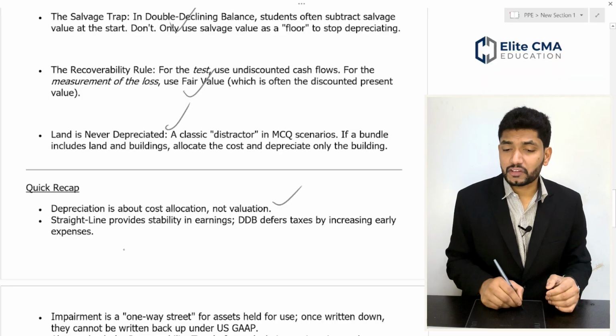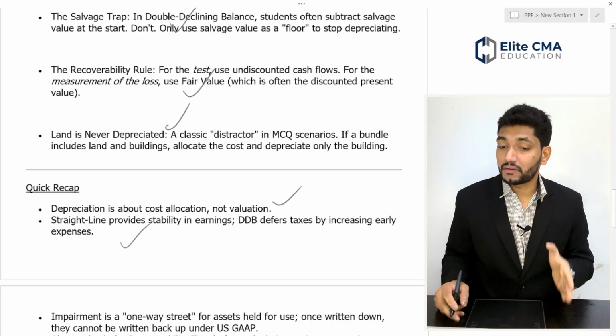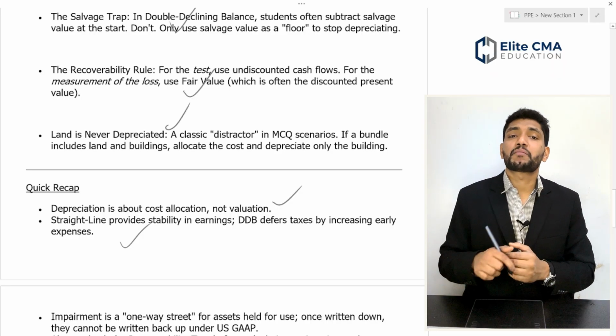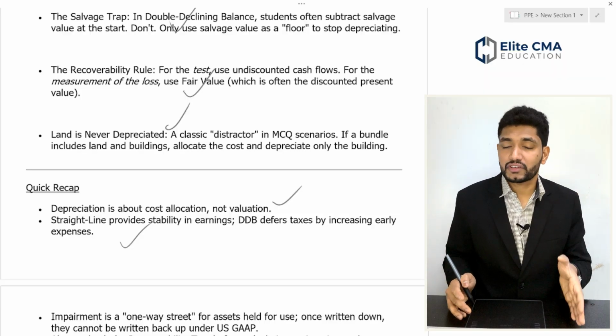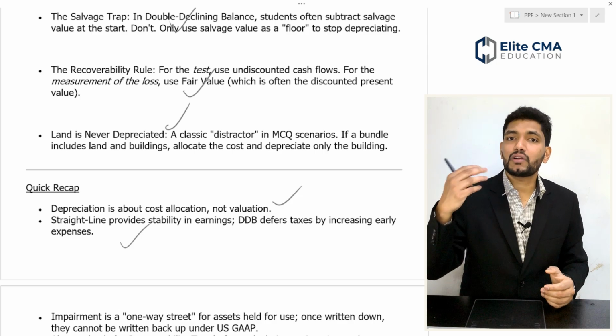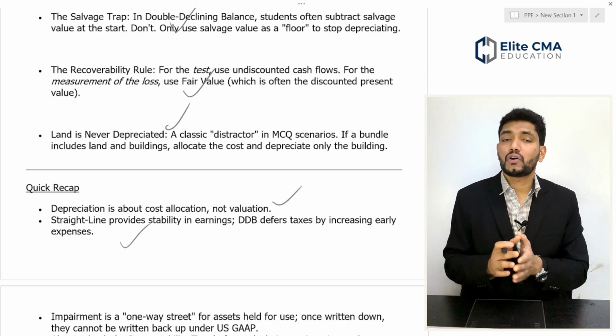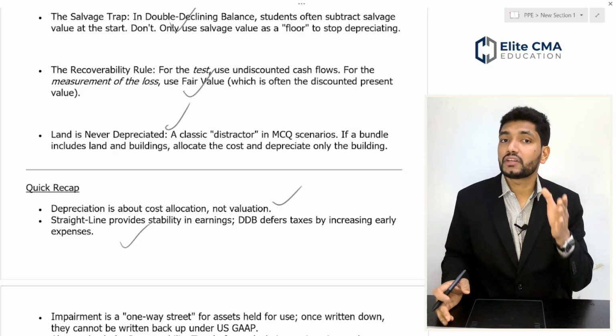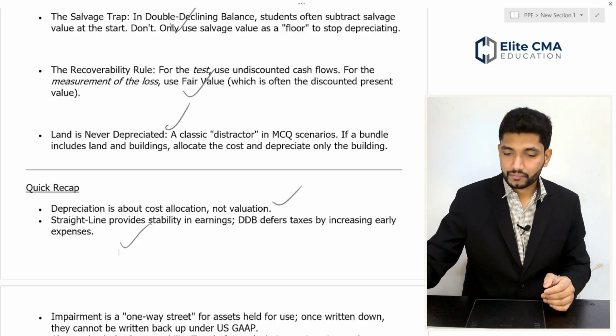Then the straight line depreciation, which provides early stability in earnings, because you are going to apply the same depreciation in almost every year. And the double declining balance means you are applying more depreciation in the early stage, which will give a tax benefit in the early stage of the business.